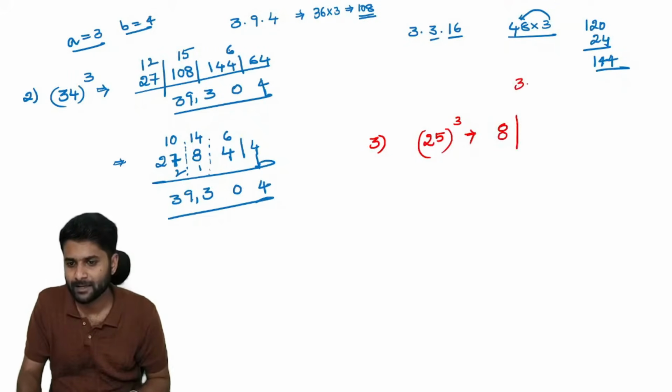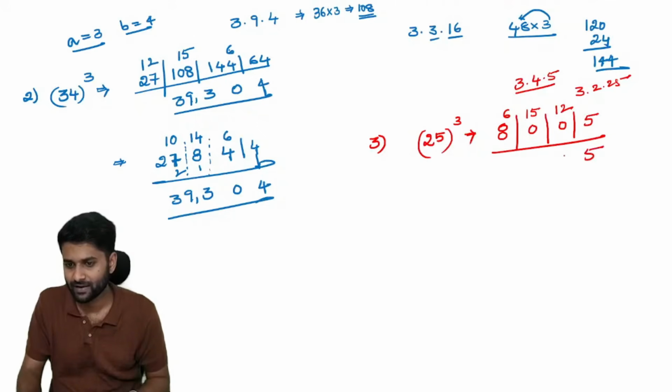Now see, 2 cube is 8. 3a square b is 3 into 4 into 5, so it's 60. 6 is carry over. And again 3ab square, 3 into 2 into 25, it's 150. 15 is carry over. And 5 cube is 125. 125 means write down 5 and 12 is carry over.